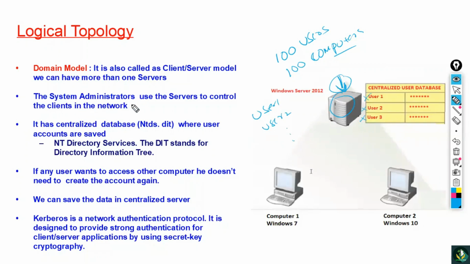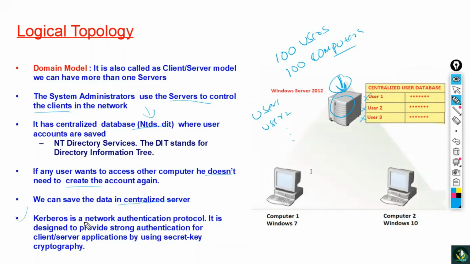So system administrators use servers to control the clients in the network. It has a centralized database where user accounts are saved, and NTDS means New Technology Directory Service. DIT stands for Directory Information Tree. This is the database on the domain controller. And if any user wants to access another computer, he doesn't need to create the account again. We can save the data in the centralized server.